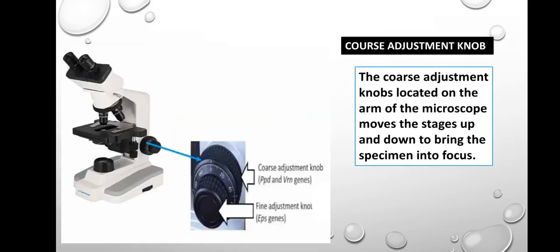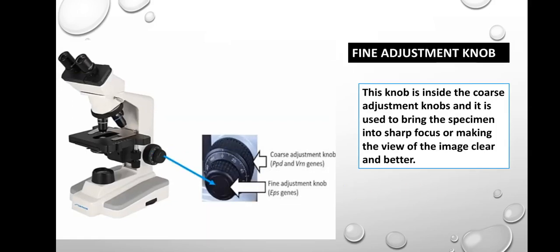So here is the coarse adjustment knob. The coarse adjustment knob located on the arm of the microscope moves the stage up and down to bring the specimen into focus. Fine adjustment knob. This knob is inside the coarse adjustment knob, and it is used to bring the specimen into sharp focus, making the view of the image clear and better.